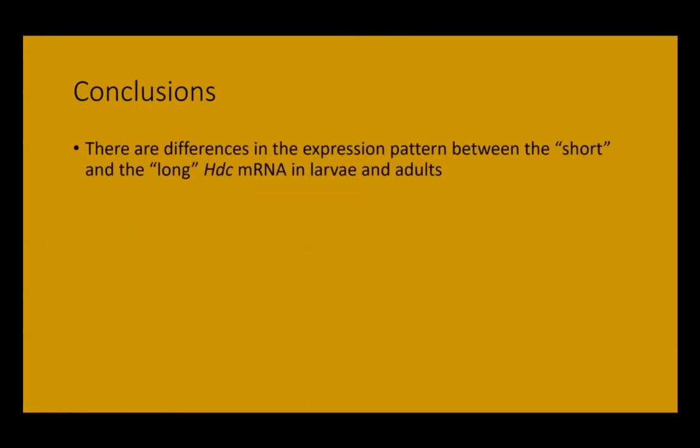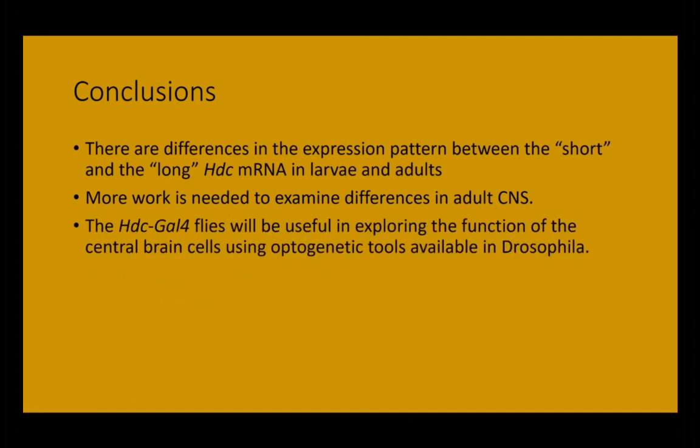Through our research, we have figured out that there are differences in the expression pattern between the short and the long form of Hdc mRNA in larvae and adult flies. More work does need to be done to examine differences in the adult CNS. The point of identifying Gal4 is to use Gal4 as an activator for other genes that we can express in these cells in the CNS.